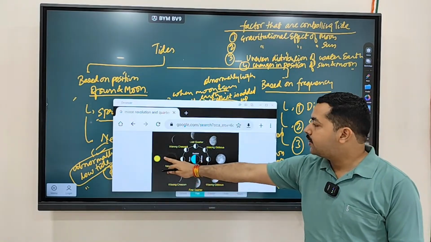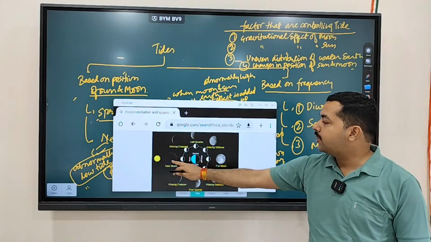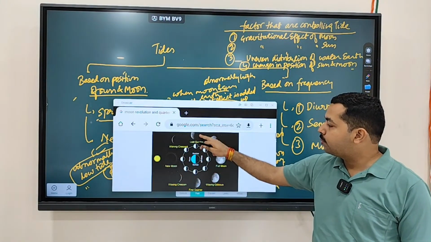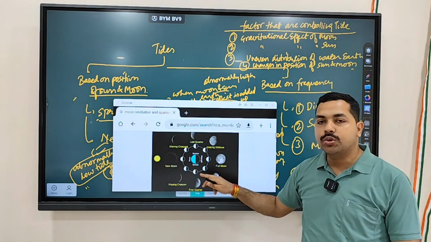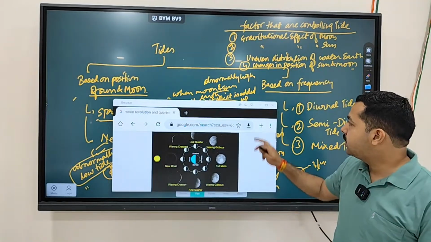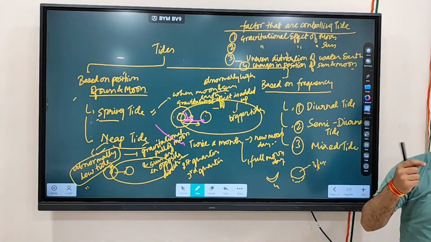Clear? So when sun, moon, and earth come in a straight line, then what will happen? You'll see spring tide. And when they are in opposite positions to the sun, then what you are going to see is the case of neap tide. That is abnormally low tides.